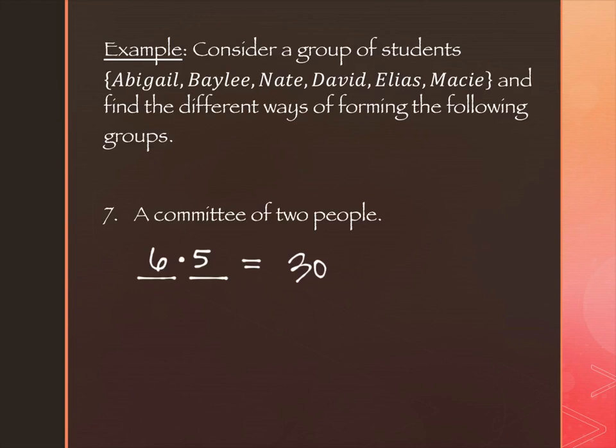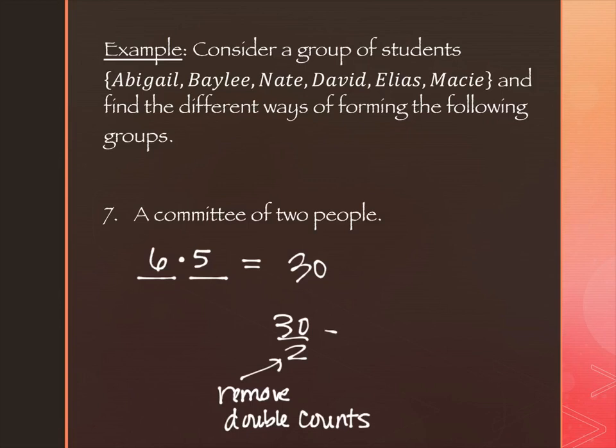They got used twice. So, for example, we'll just pick out a couple of them. Abigail, Nate, and Nate, Abigail were counted twice, weren't they? And they were counted twice because I was able to flip the orders, and I shouldn't really be flipping orders if I'm doing a committee, right? So what happens is that, yes, I would be doing this 6 times 5 bit, but all of this 6 times 5 would then have to be divided by 2, and what I'm doing is removing the double counts. Now, if it was specifically a president and a secretary, the answer would be 30, but it isn't. It's just a committee, so I have 15.